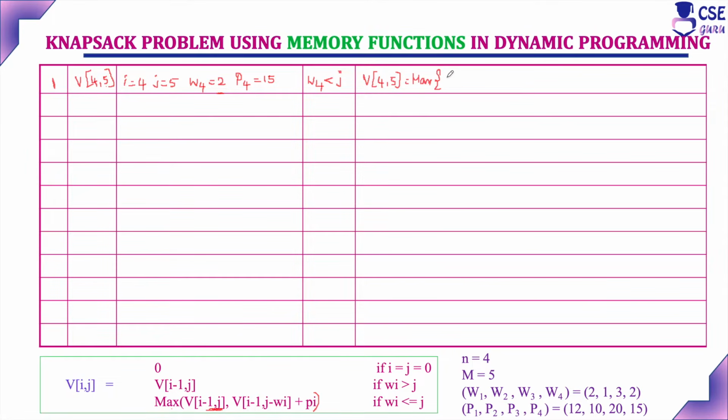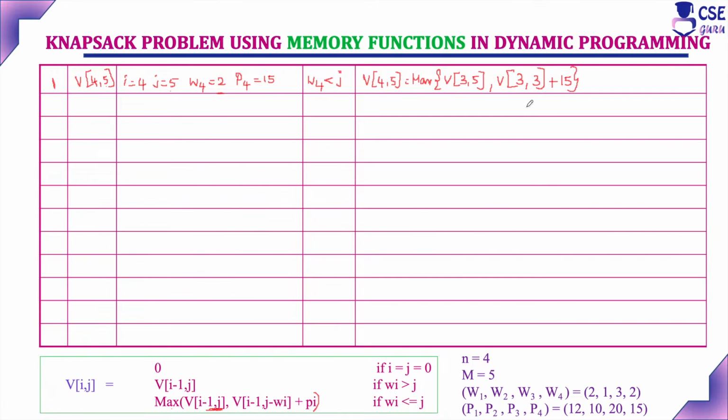So V of 4 minus 1, in the sense V of 3, 5. V of I minus 1 comma j comma V of I minus 1, that is 4 minus 1, 3, comma j minus wi. So j value here is 5 but wi is 2. So 5 minus 2 in this sense, this is also 3. Plus profit of the fourth object is 15.